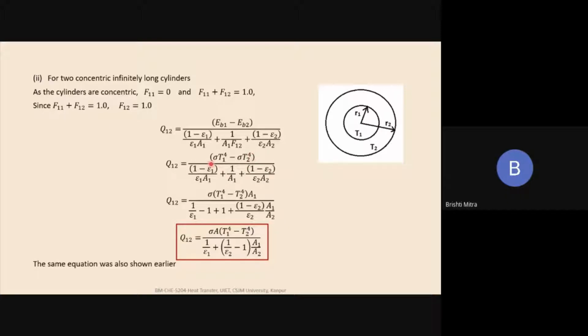What else is there? That A1 stays as A1 because now the areas are different. A1 has a very different area from A2. We cannot cancel them as A. So this is A1 and this one stays as A2.